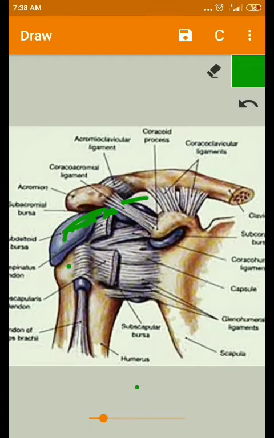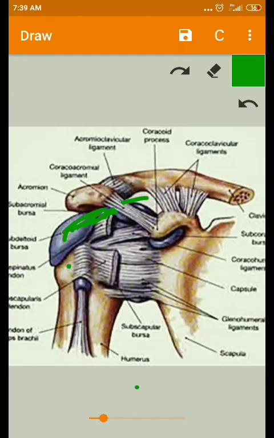Yes. However, when inflamed, the subacromial bursa may decrease the subacromial space available for rotator cuff tendon clearance. So, whenever this inflammation occurs, the subacromial bursa may decrease the subacromial space which is available for rotator cuff tendon clearance. Okay, this is about the bursae.